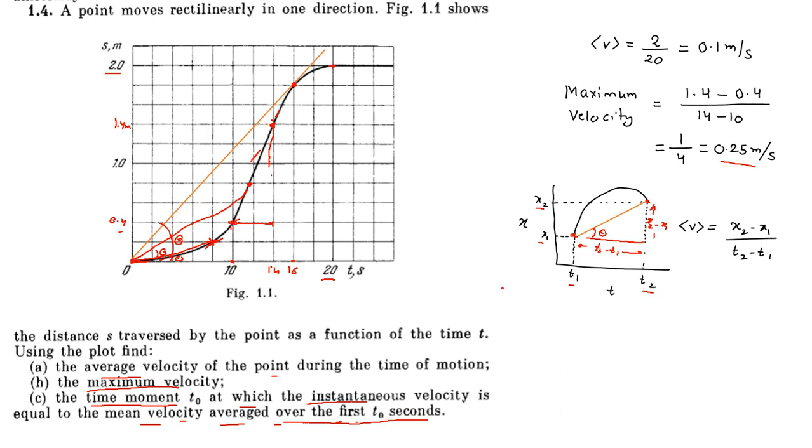So therefore, the value of t0 will be 16 seconds, because at 16 seconds, the instantaneous velocity, that is the slope of the tangent at that time, is also the slope of the line joining point O and that point at t equal to 16 seconds.